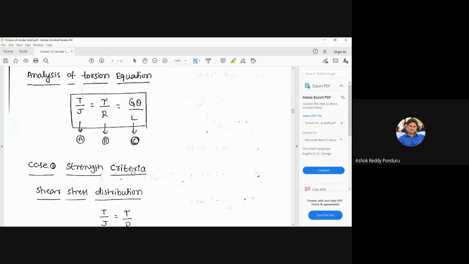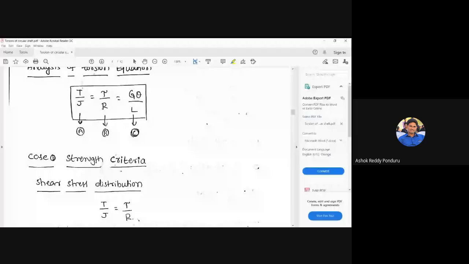Case 1, strength criteria. In the strength criteria, we are going to discuss only the stresses, that too shear stresses: how the shear stress varies and how to calculate the shear stress here.